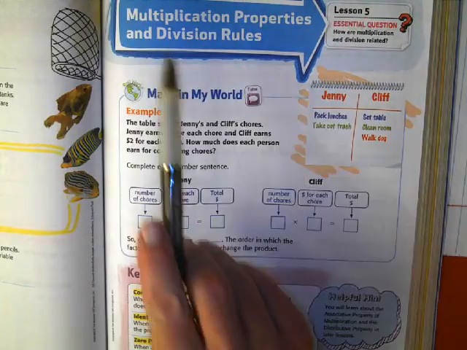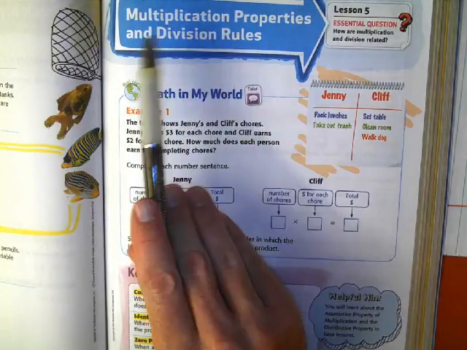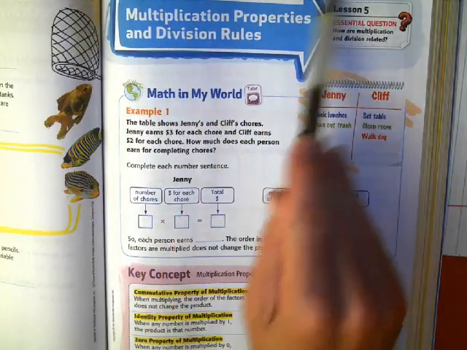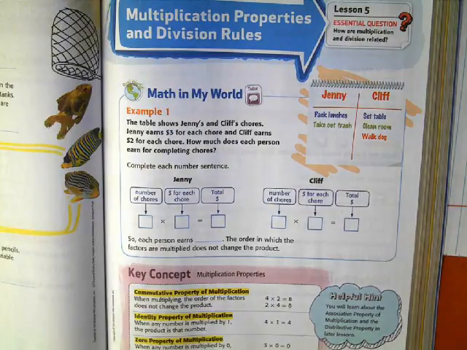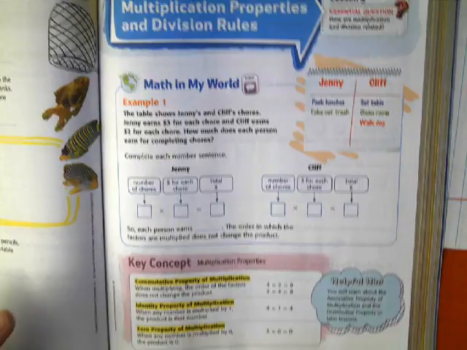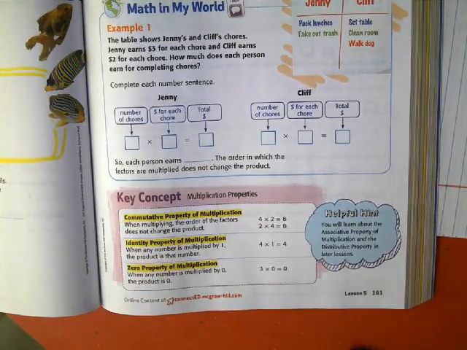Today we are working on multiplication properties and division rules for lesson 5 in chapter 3. If you don't have a pencil, if you don't have your math book open to page 161, hit the pause button now and go get those things ready so we can rock and roll.